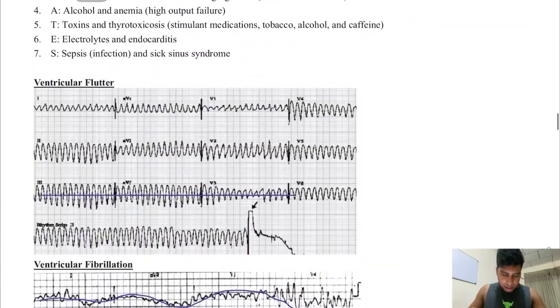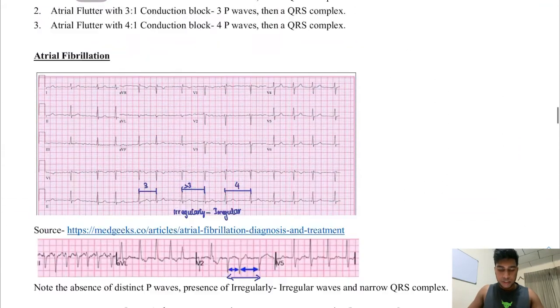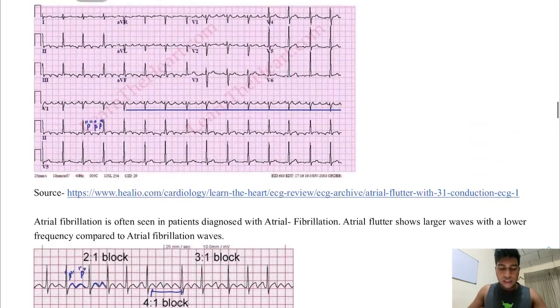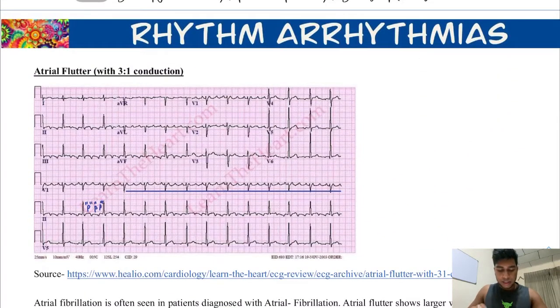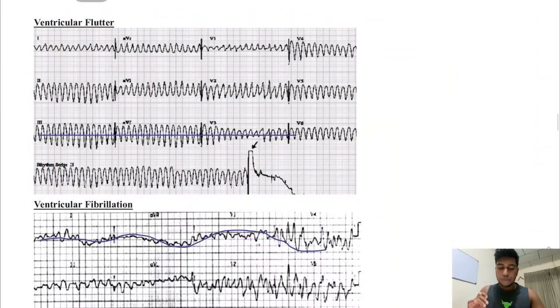Again, next we have ventricular flutter. In this condition, do you see a QRS complex? So till now, all the ECGs we saw had a QRS complex, but here we see no P wave or QRS complex. How do you know if it's a flutter or a fibrillation? First thing, the shape. It is regular, and it usually comes in a straight line.